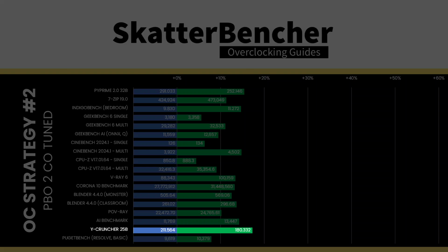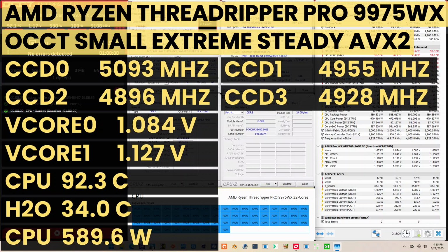17.32% in Y-Cruncher. When running the OCCT CPU AVX2 stability test, the average CPU CCD0 effective clock is 5,093 MHz, and CCD1, 2, 3 average effective clock is 4,926 MHz with 1.106 volts. The average CPU temperature is 92.3 degrees Celsius. The average CPU package power is 589.6 watts.